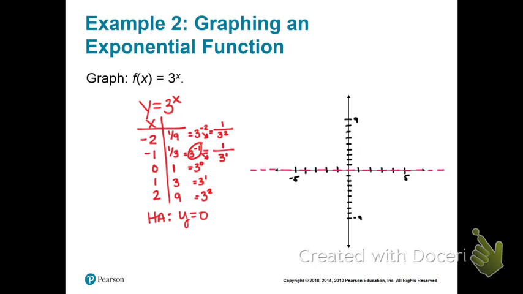All right, and then we're going to plot our points. So we have the point, I'm going to start at the bottom. So 2, 9. 1, 3. 0, 1. -1, 1/3. -2, 1/9.